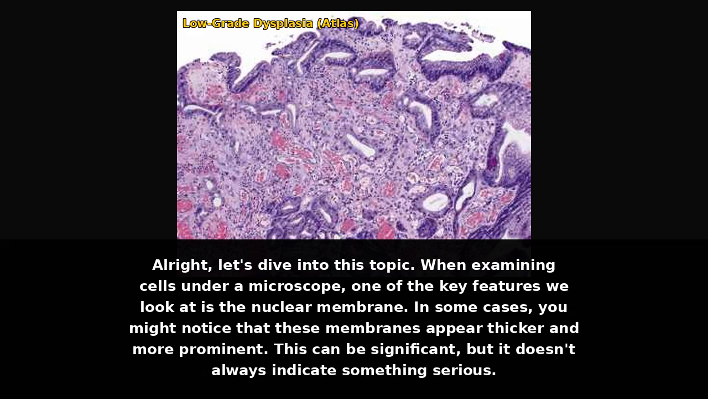All right, let's dive into this topic. When examining cells under a microscope, one of the key features we look at is the nuclear membrane. In some cases, you might notice that these membranes appear thicker and more prominent. This can be significant, but it doesn't always indicate something serious.